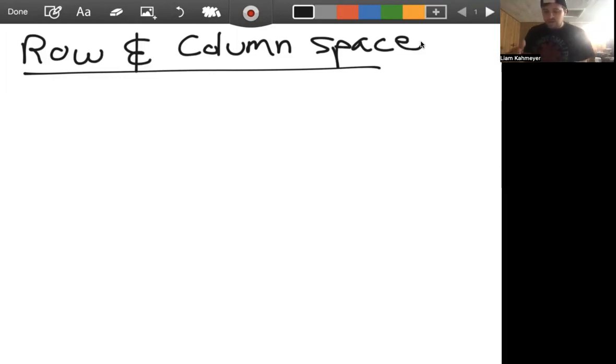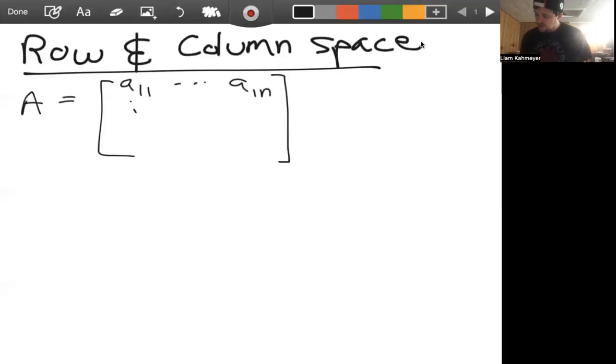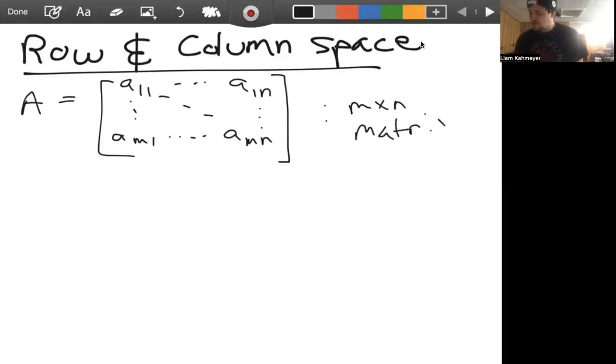So let's start with understanding what the row space and column space of a matrix is. Let A here be an m by n matrix. So we have A11, et cetera, A1n, through AMN. So here's our m by n matrix. We have a notion of row vectors and column vectors. And so what are the column vectors?